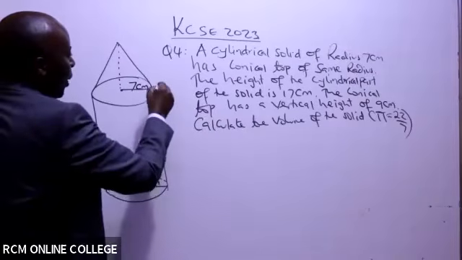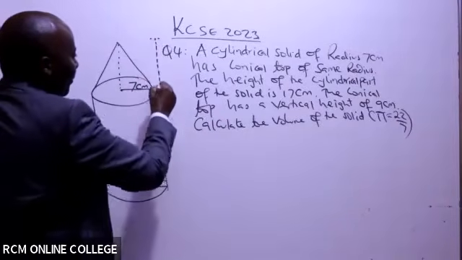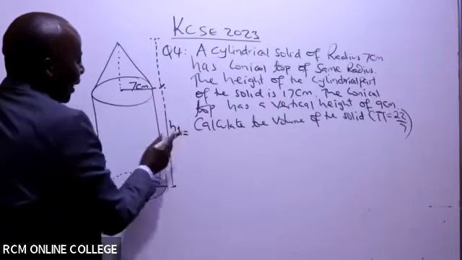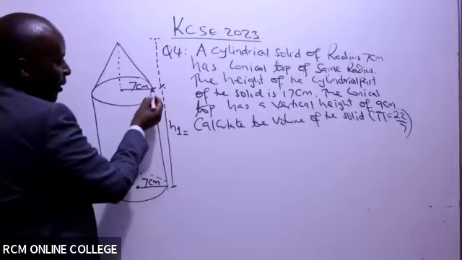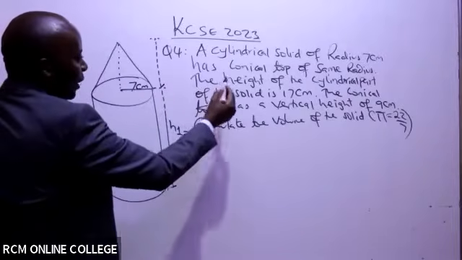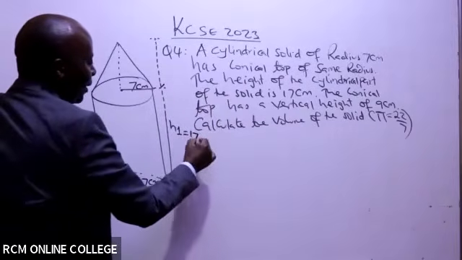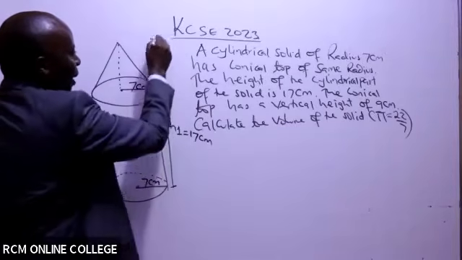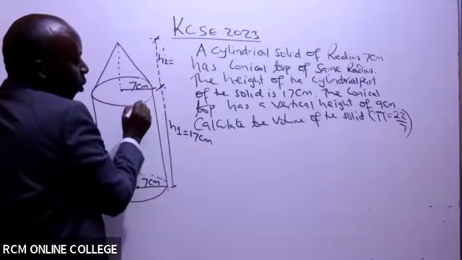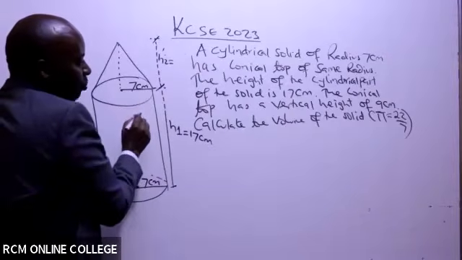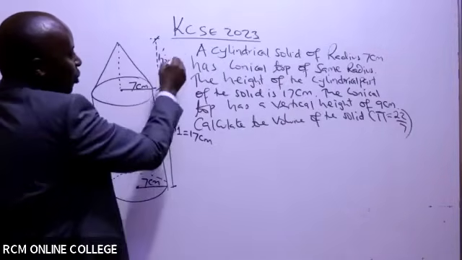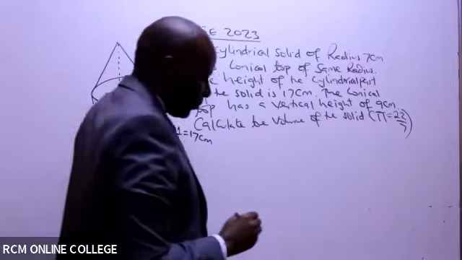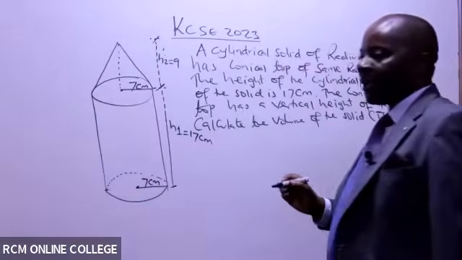Then they have given us 2 heights. So we have height 1, which is the height of the cylinder from here to here. So height 1, the height of the cylindrical part of the solid is 17 centimeters. And then we have a height 2. So height 2 runs like that, for the cone. So the conical top has a vertical height of 9 centimeters.